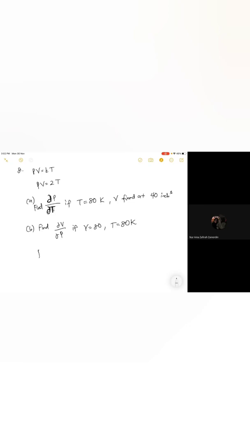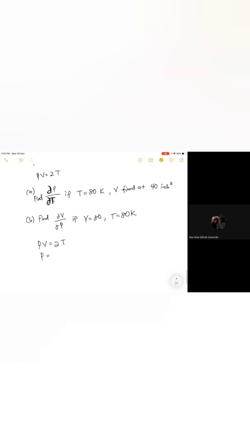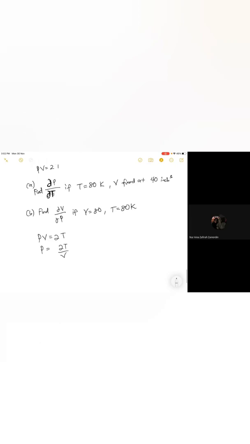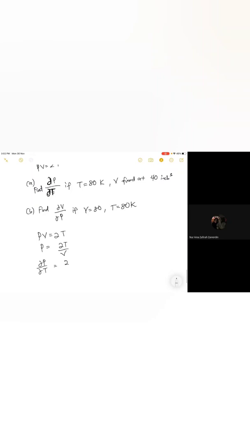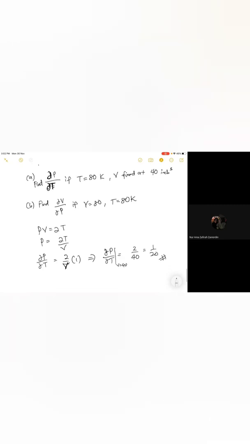Okay, so PV equals 2T. So P equals 2T over V. If I want to find del P over del T, the 2 over V is constant. So differentiating T, we get 1. So del P over del T when V equals 40 means 2 over 40, which is 1 over 20. So this is the answer.